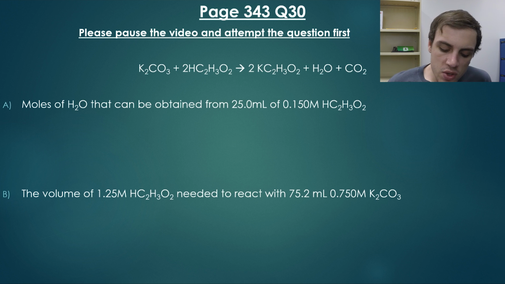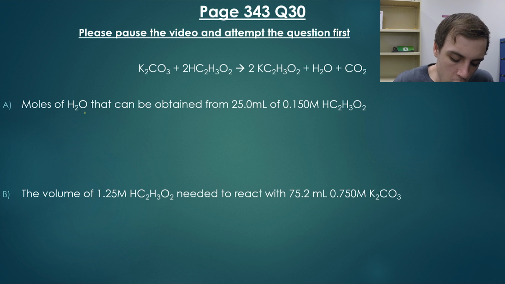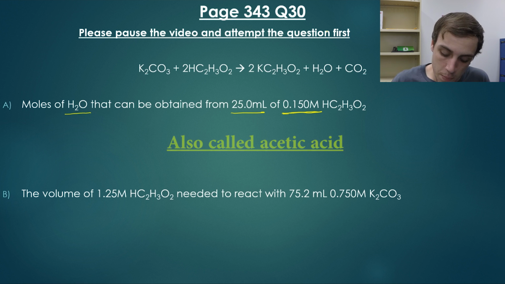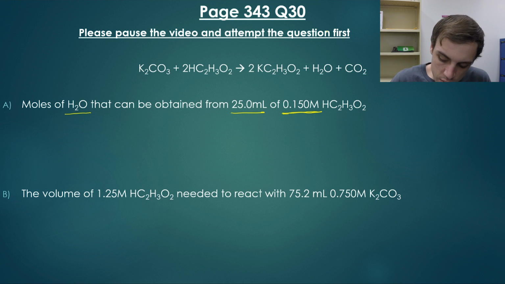So let us now attempt question 30 on page 343. Please have a go at these questions yourself and then follow along with my answers. It says, how many moles of water can be obtained from 25 ml of a 0.150 molar concentration of ethanoic acid?